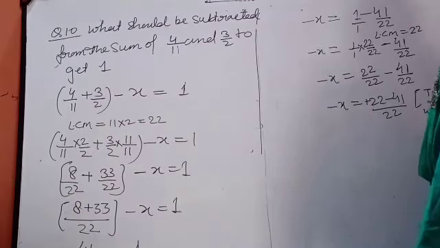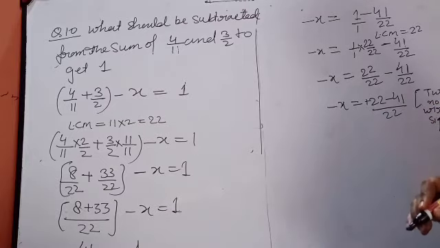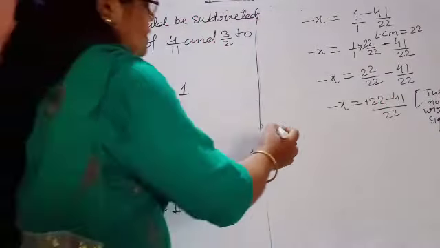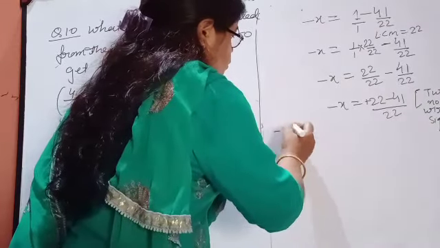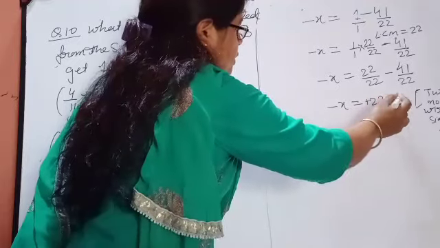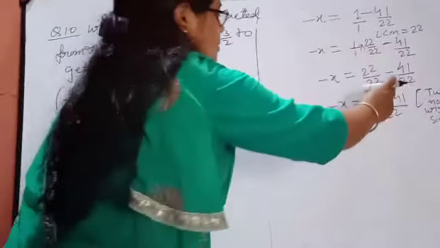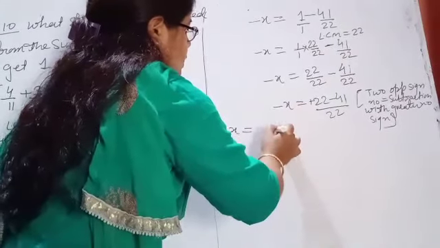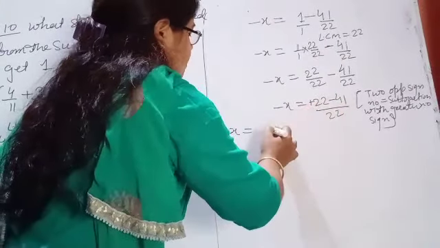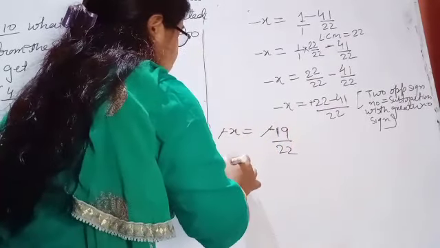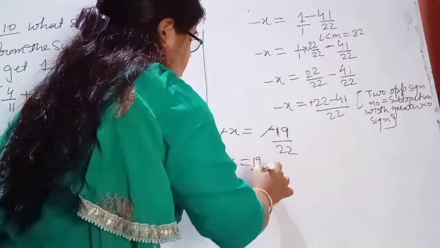Maybe everybody still has your copies with you, so write this rule also in your copy, so that you may understand, or it should be memorized by you. Minus x is equal to 41 minus 22. So 11 minus 2 is 9, and 3 minus 2 is 1. The greater number has what sign? Minus. Minus 19 upon 22. So minus and minus will cancel, so x is equal to 19 upon 22.